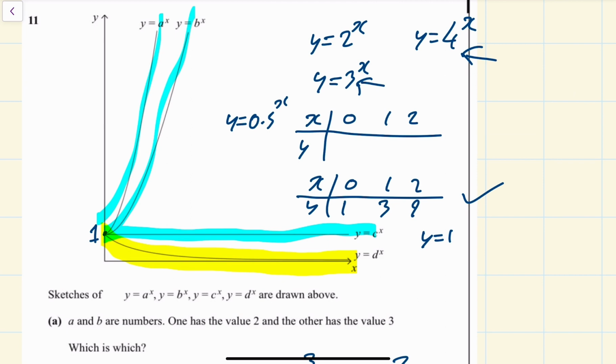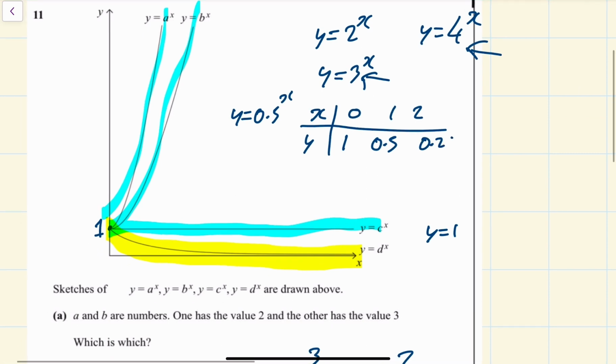So here, 0.5 to the power of x. Let me get rid of this other table of values to avoid any confusion. 0.5 to the power of 0, anything to the power of 0 would just be 1. 0.5 to the power of 1 is just 0.5. 0.5 to the power of 2 means 0.5 squared, which would be 0.25. So you can see it starts at 1, then it goes down, and it's going to get lower and lower again.